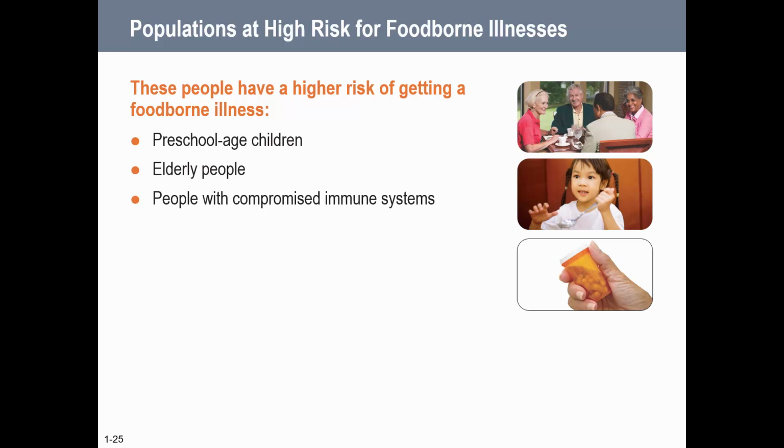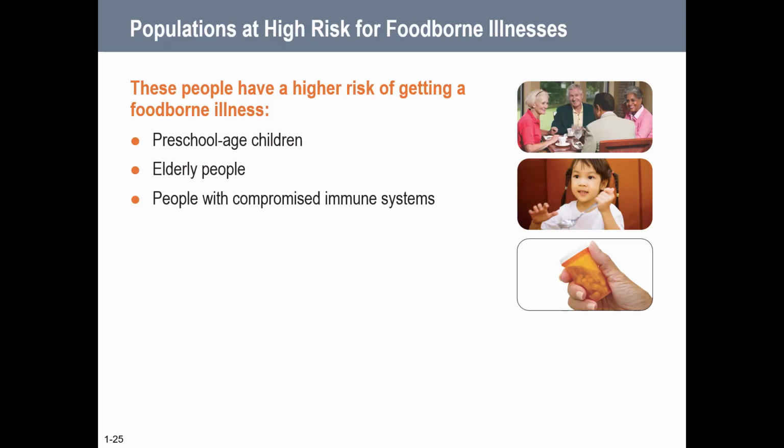So we have 3 populations that have been identified as higher risk for getting a foodborne illness. So preschool-age children haven't quite built up the immune system yet. Elderly individuals, actually a lot of the changes with elderly individuals has to do with changes in their gastrointestinal system. So how they're digesting food and those kind of things can definitely affect their risk of foodborne illness. And then the third group is people with compromised immune systems.